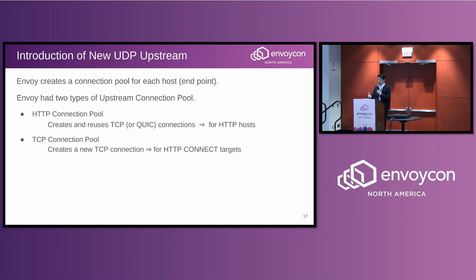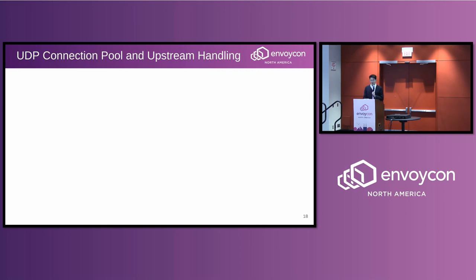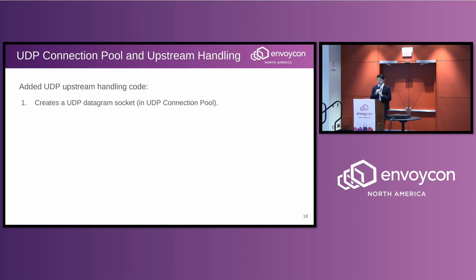Envoy keeps the mapping between a downstream HTTP stream and a created TCP connection so that it can convert incoming HTTP data frames into TCP byte streams. We needed to implement something similar, a UDP upstream and UDP connection pool, to support CONNECT-UDP. So we added UDP upstream handling code that creates a UDP datagram socket inside the UDP connection pool. If the socket creation succeeds, the UDP upstream code adds the success status code to the response like this. Then it stores the mapping between the HTTP downstream and the corresponding UDP socket created, like in the HTTP connect case, so that it can pass HTTP data to the right upstream socket.